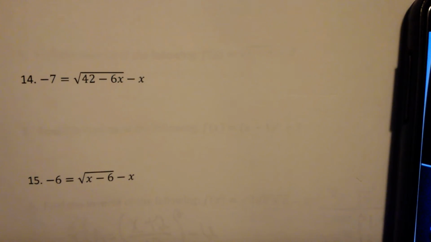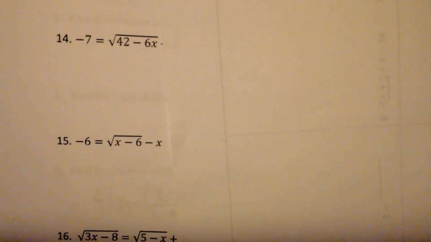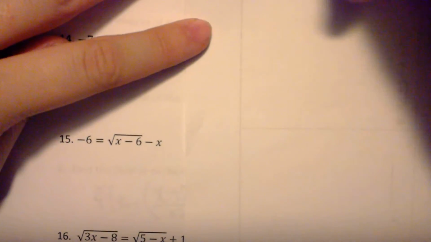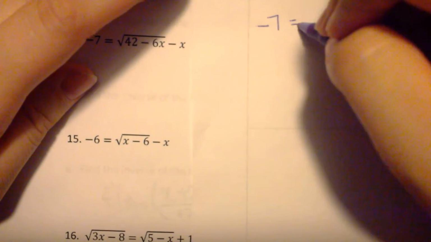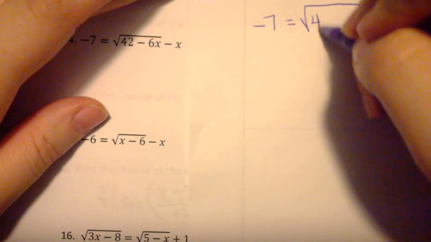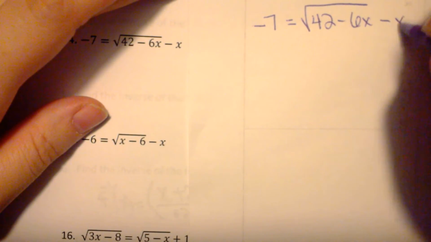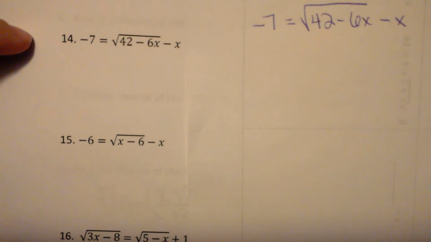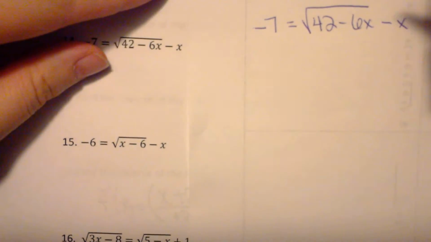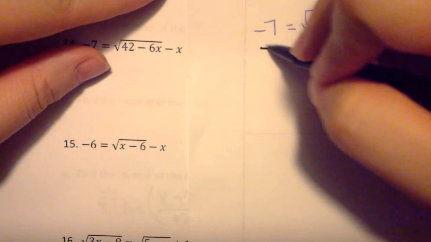14, 15, and 16, I'll show you how to do those by hand. It's going to take a while, but I'll show you how to do them by hand. On 14 and 15, you treat them just like you would the previous problems. You're going to isolate your square root. So I'm going to add x to both sides.